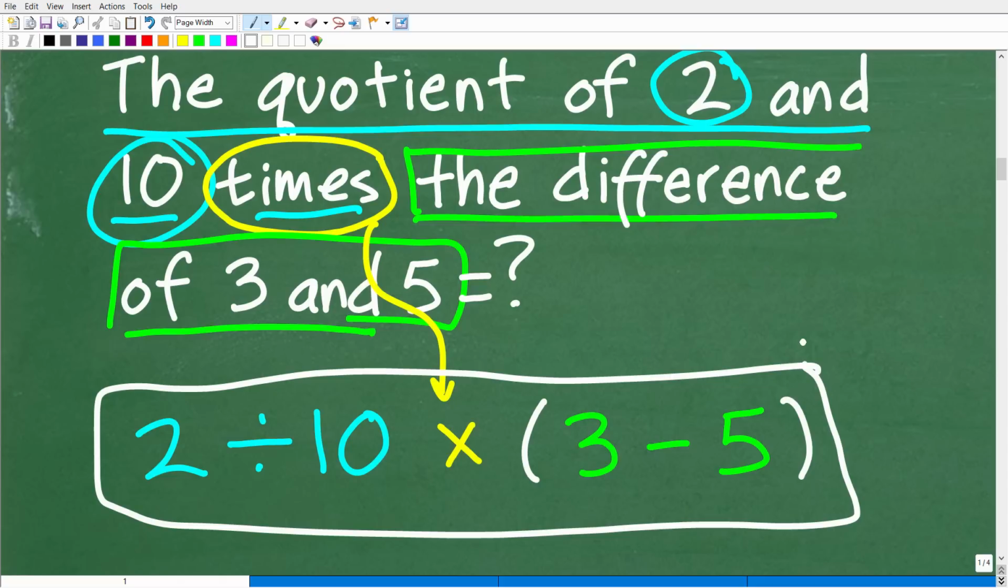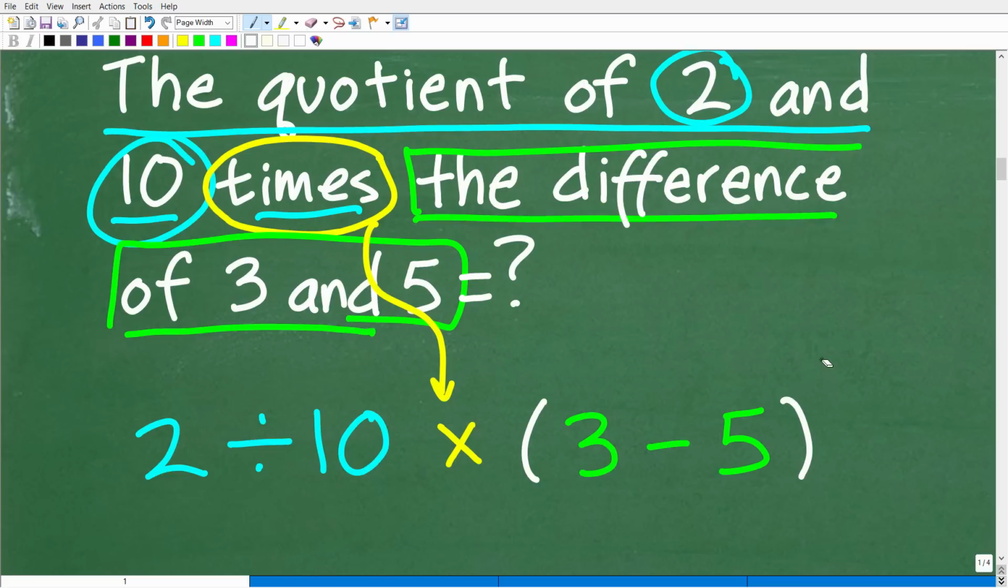Okay, so now if you were able to interpret this problem correctly, but still got the wrong answer, well, there is another very common reason why you probably made an error.